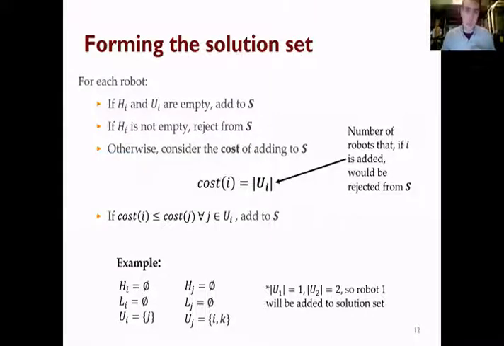So an example of this is listed below. Go back to the example of robot I and robot J, where robot I has an undetermined priority of robot J, and robot J has an undetermined priority of robot I and another robot K. We would say that robot I would be added to the solution set because it has a lower overall cost compared to robot J.